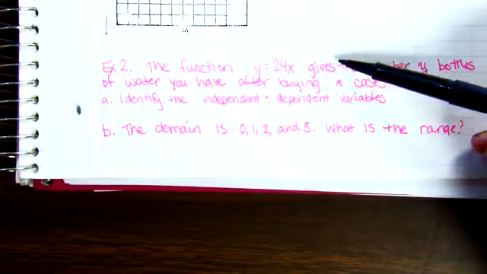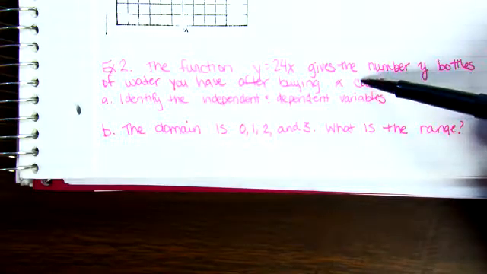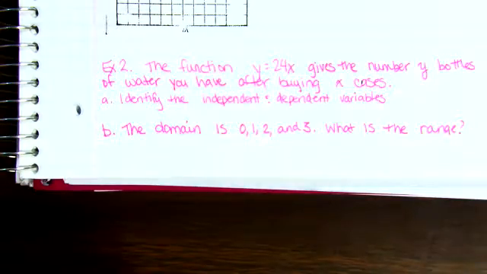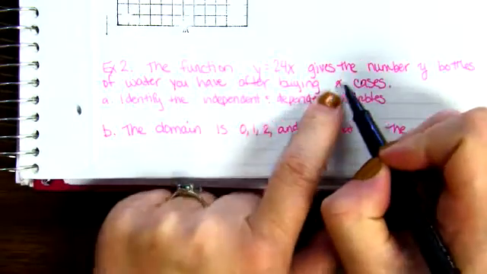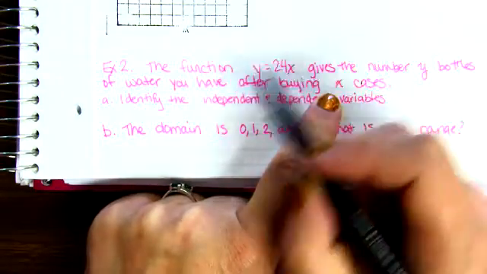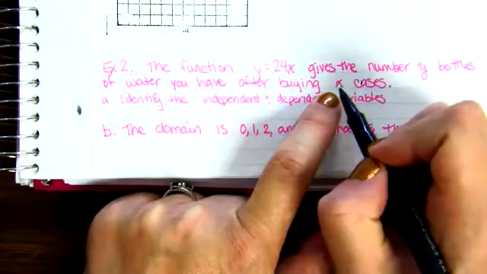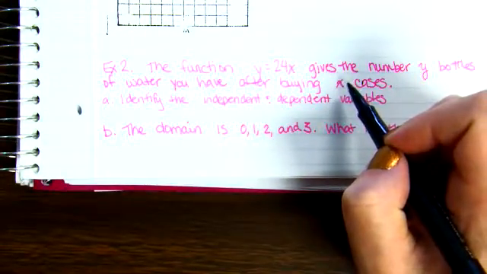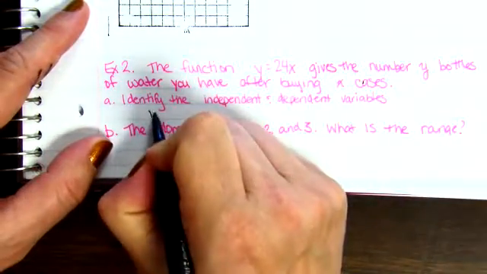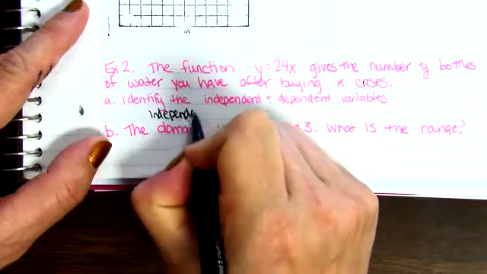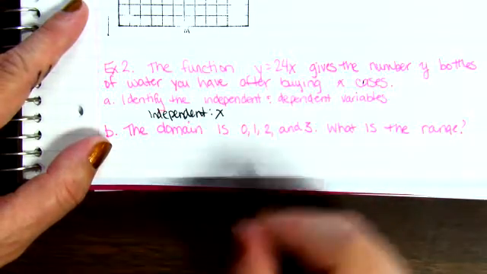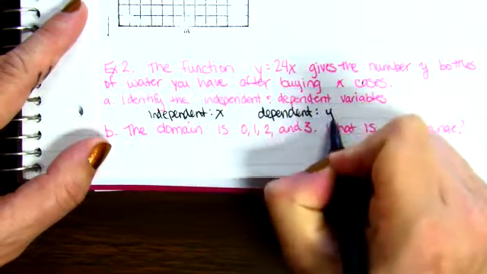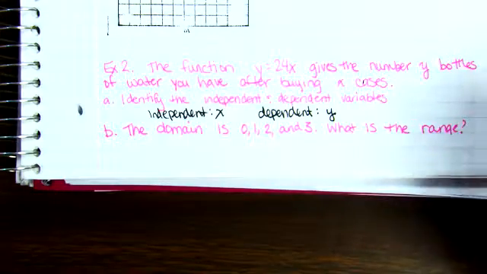So if you think about a situation, what's happening is you're going to buy x cases of water, and depending on how many cases you buy, that will tell you how much water you have or how many actual bottles you have. So even if I hadn't told you that x usually goes with the independent and y goes with the dependent, that's just what makes sense. You're going to buy a certain number of cases. The number of bottles you have depends on the number of cases you buy. So our independent variable is going to be x, or the number of cases you buy, and our dependent variable is going to be y, or the number of water bottles that you end up with.